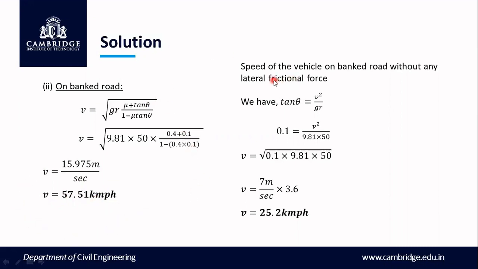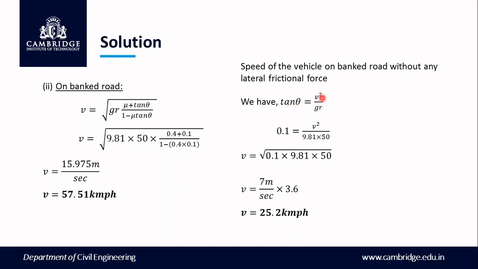In the second part, they have asked you to find the speed of the vehicle on banked road without any lateral friction. So it's a super elevated road, but there is no frictional force considered. Friction doesn't come into the picture. So at that time, the equation is this one: tan theta is equal to V square by g R.